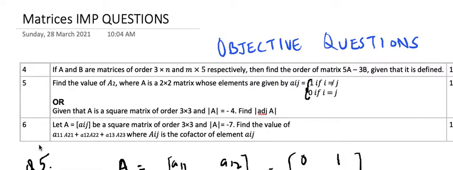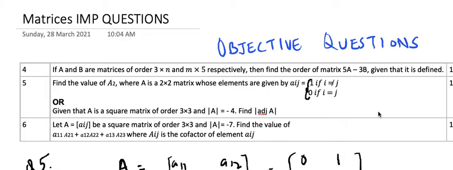So I will start by discussing the fifth question. As I can see, I have placed the solution of question number fifth first. So let us read it first. Find the value of, it is A square, not A2. Find the value of A square where A is a 2 cross 2 matrix whose elements are given by aij equal to 1 if i is not equal to j, 0 if i equal to j.